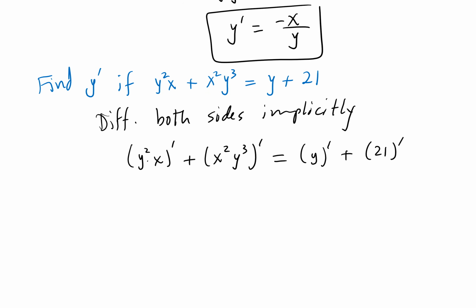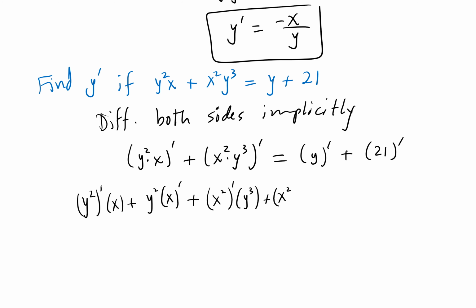What's the derivative of the first one? We can find the derivative of this one by using the product rule, as we did in the previous examples. The product rule says you find the derivative of the first one times the second plus the first one times the derivative of the second, plus the derivative of this one times the second plus x squared times the derivative of the second. Derivative of y is y prime. Derivative of 21 is 0.